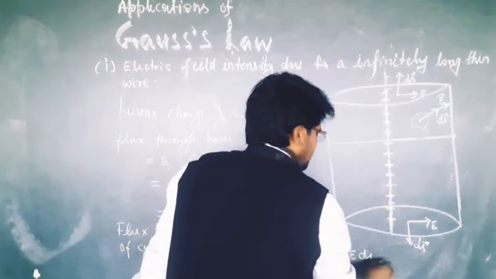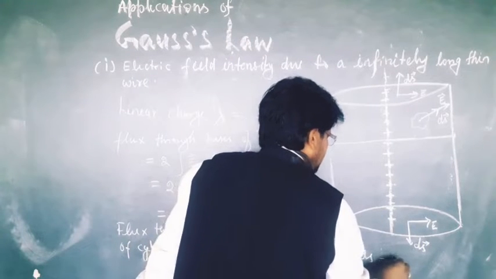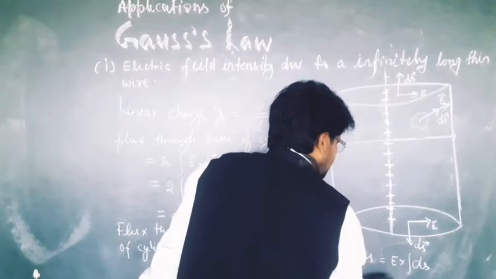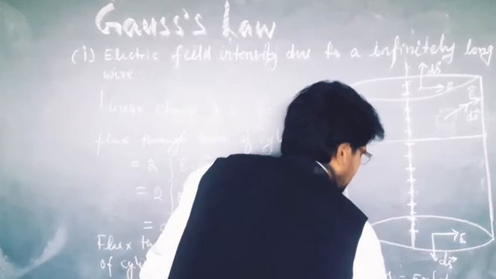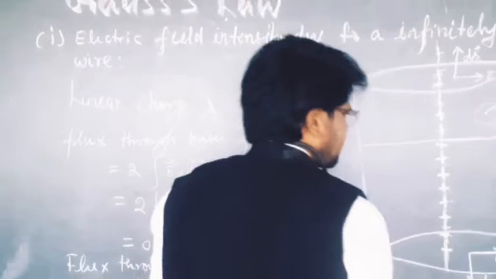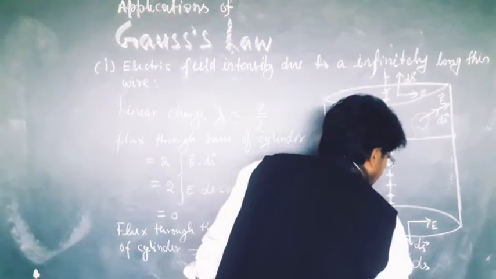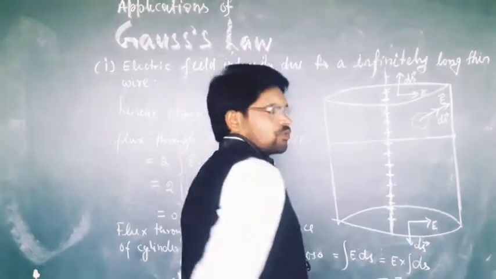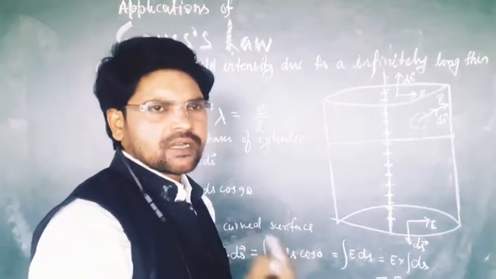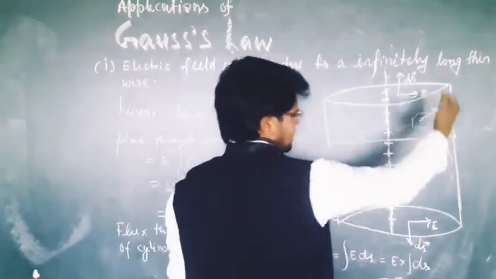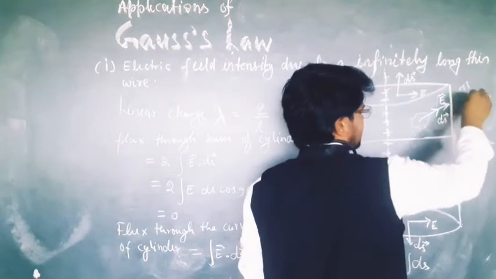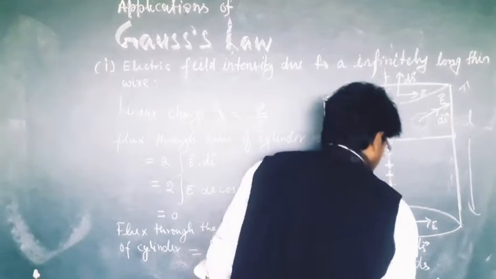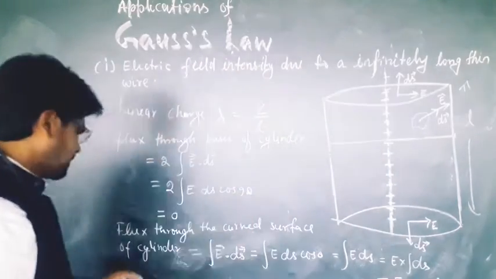So if we integrate it, then we find E into the integration of ds. The integration of ds means the whole area. The surface area of the cylinder will be 2 pi r into L, where L is the length of the wire. The curved surface area of the cylinder is 2 pi rh, but in place of h we have considered the length L. So it will be 2 pi r L.